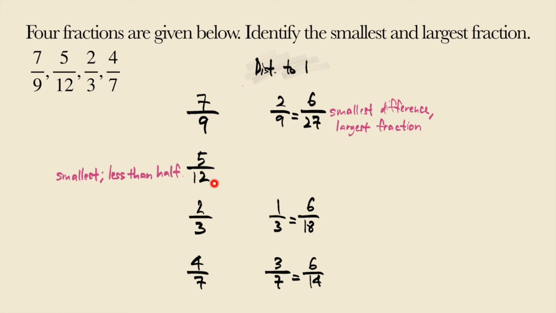This is the smallest fraction. Next, looking at 2/3. What's the distance to 1 whole? It is 1/3. Look at 4/7. The distance to 1 whole is 3/7. Numerators 2, 1, and 3.